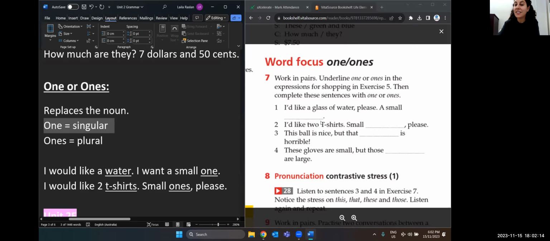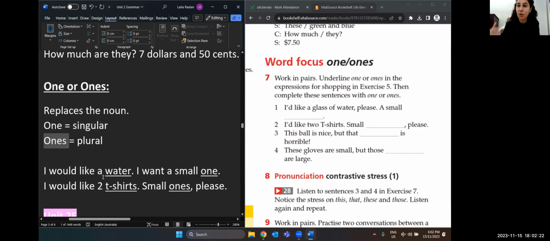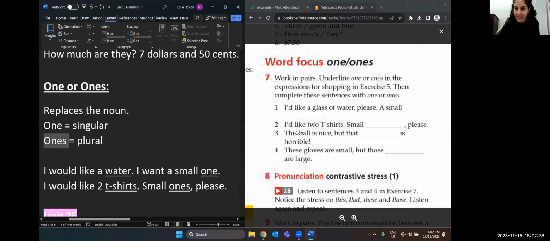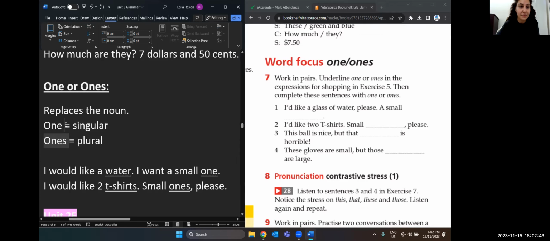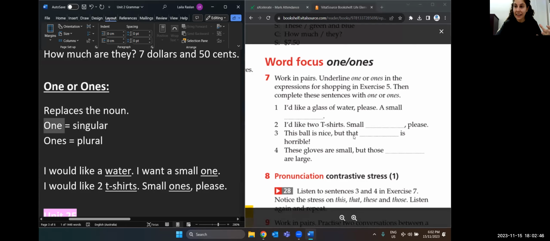Number 2, I'd like 2 t-shirts. Remember, plural now, many, more than one. Small ones, because I don't want to keep repeating the noun, the object. So first I say the object, but the second time I don't have to repeat the name of the object. I can say ones. This ball is nice, but that one, because it's singular. Remember, that is talking about a singular noun, but that one, that ball is horrible.